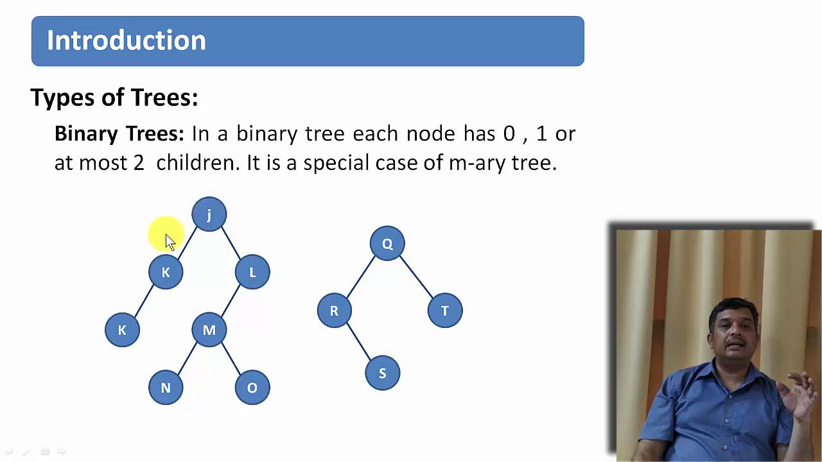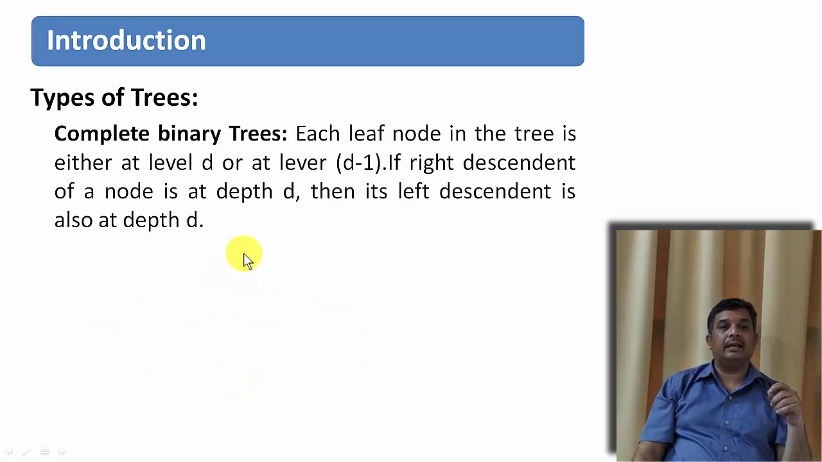You can see here, this is an example of a binary tree. If a node is there, then that node will have either 2, 1, or 0 children. So such a tree I'll call a binary tree.